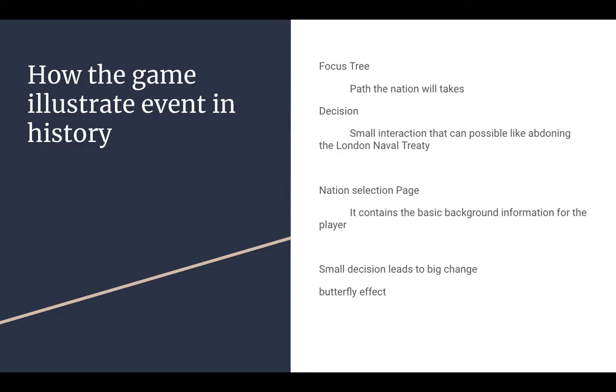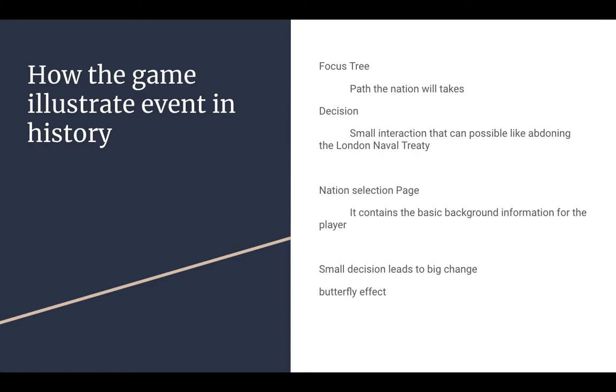So how does this game illustrate those events in history? It uses a system called the focus tree. The focus tree is basically a path a nation will take during gameplay, and the AI will also have different choices within it. If historical AI is set, they will always take a certain path.